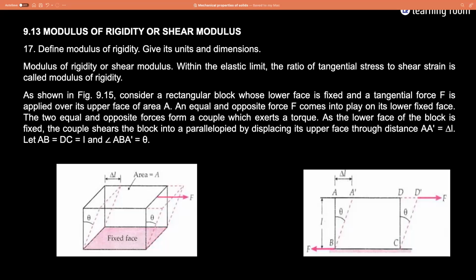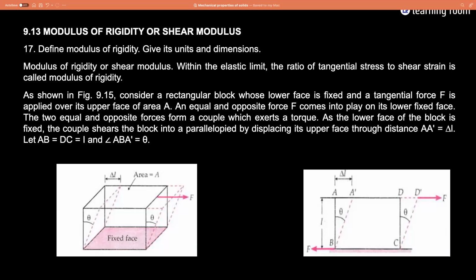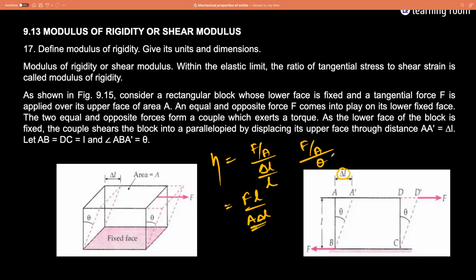If I take this to be theta, what is going to be the strain? Tan theta. So tan theta would be delta X by L. So it will be F divided by A divided by delta X by L, or it is going to be F into L divided by A into delta X. Simple as well, right? It is going to be F divided by A by theta, where theta is measured in radian. The value of theta is supposed to be small.